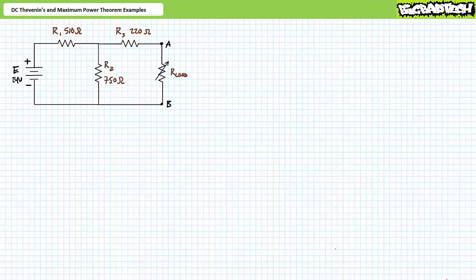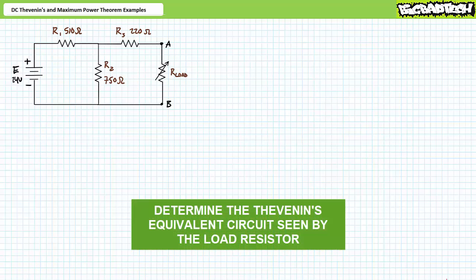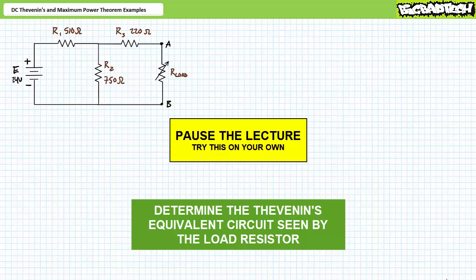Our first example problem features a series parallel combination of four elements. Stage 1 of this example problem necessitates we solve for the Thevenin's equivalent circuit seen by the variable load resistor R load. Once we've got these values, we'll move on to stage 2 and examine maximum power transfer for this circuit. By all means, pause the lecture and try stage 1 on your own. If you're tracking, you should have obtained the following results.